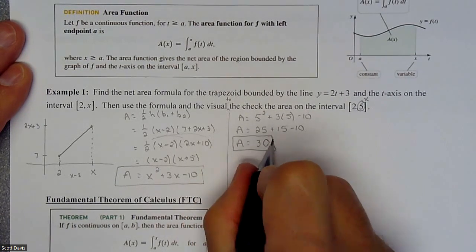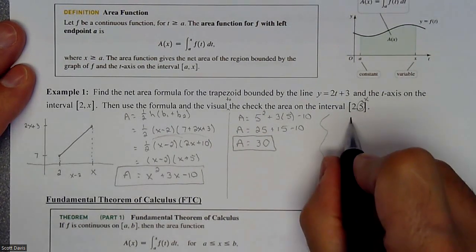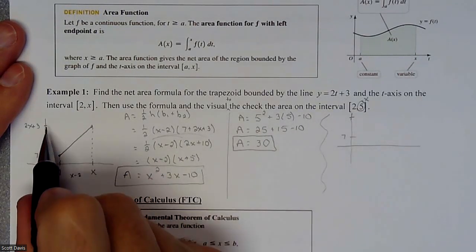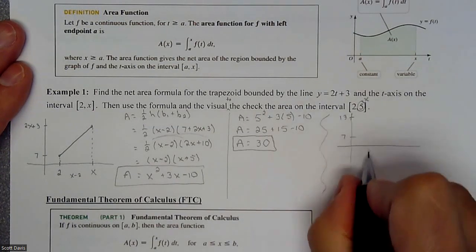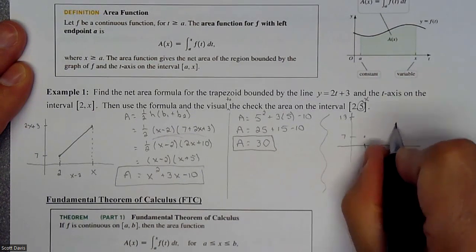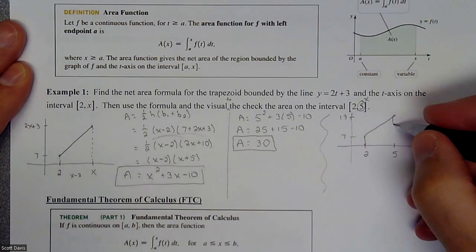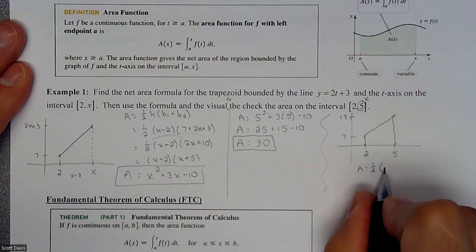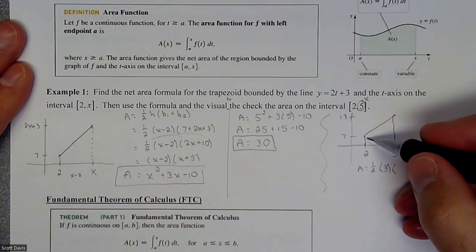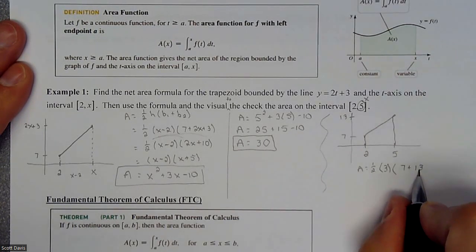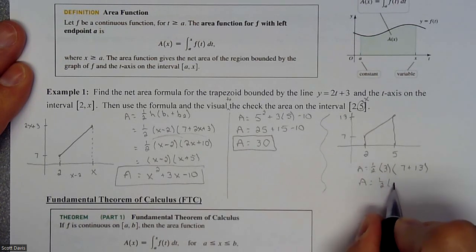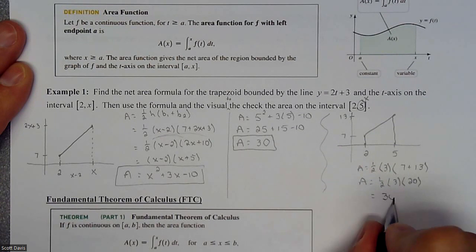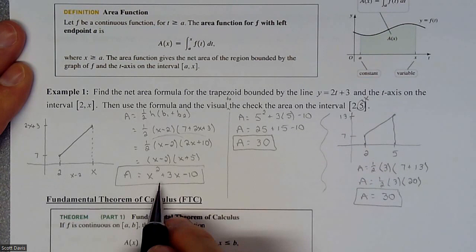So we could do this the old-fashioned way as well, with having our picture and having a height of 7. And then our other height, if we plugged in the 5, we'd have 10 plus 3 is 13. And so from 2 to 5, we would actually have this trapezoid that we're trying to find the area of. If we did the actual formula, we would have the height, which is the gap between them, so that's a 3, and then the sum of the bases, the parallels, so that's a 7 plus 13. And so we would get 1/2 times 3 times 20. So half of 20 is 10, times 3 is 30.